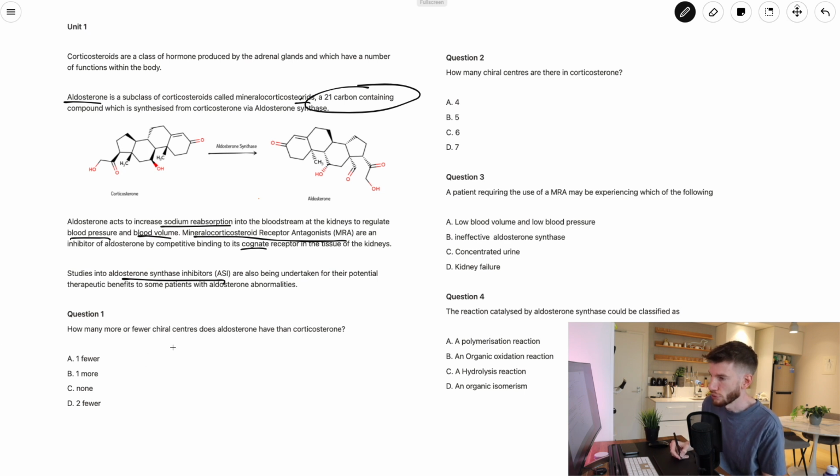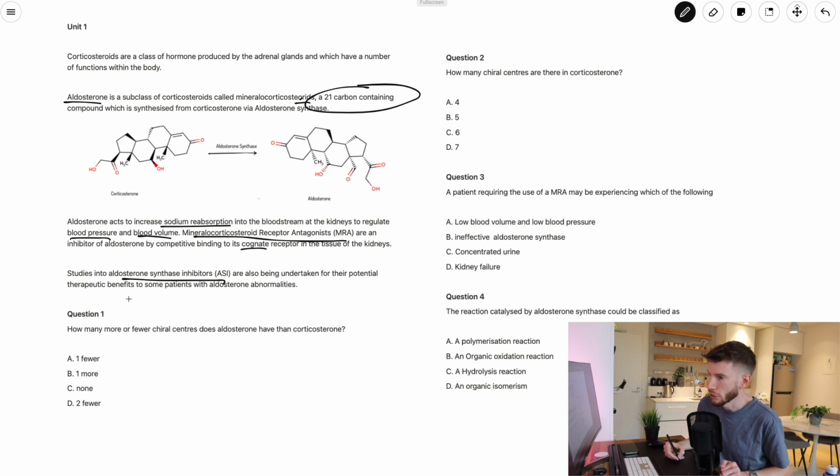How many more or fewer chiral centers does aldosterone have than corticosterone? So with this one, this is just a straight up chemistry question. They always have a chiral centers question in there, right? So this one, though, I've decided to make it about how many more or fewer, just to see if people are reading the question closely.